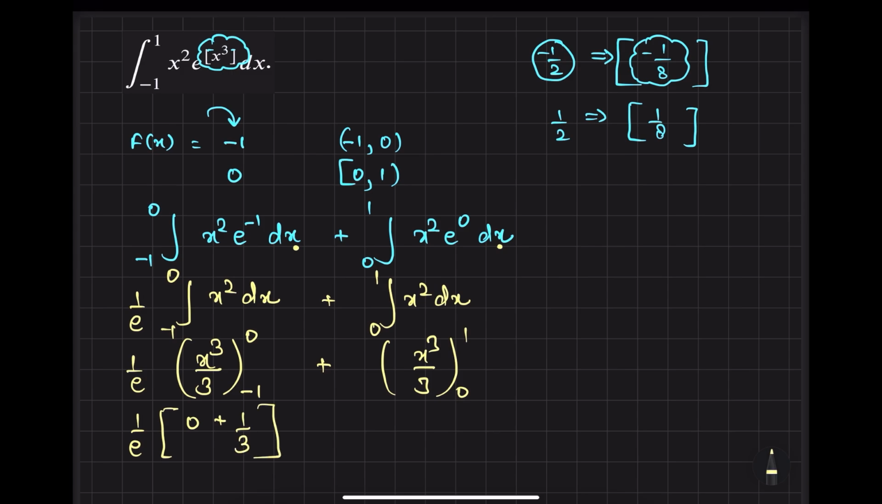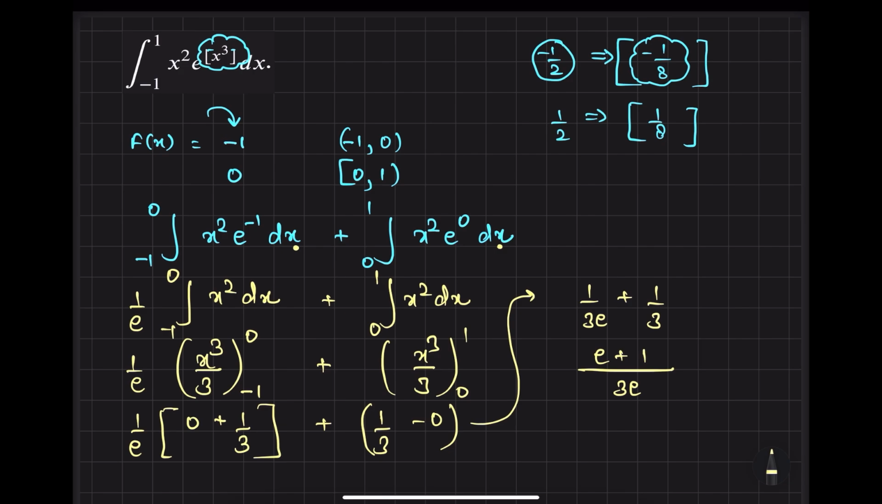So we got done. Now if you put this upper limit 1, it will become 1 by 3. If you put 0, it will become 0. So this thing is done. Now can I write this thing as, we got 1 by 3 times e plus 1 by 3. Let's take the LCM, 3e, and we will be left with e plus 1.